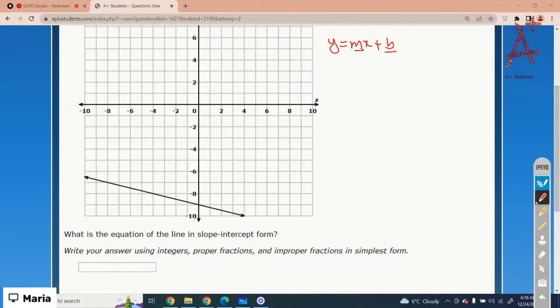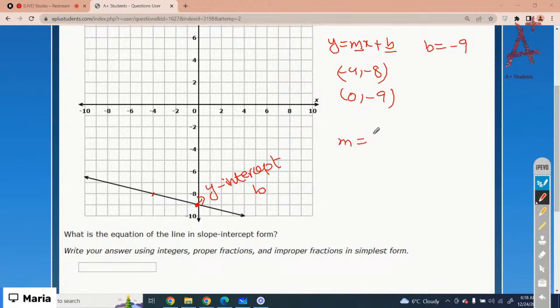You can find the slope using 2 points on the graph. Let's use this point, that is -4 and -8, and this one, where x is 0 and y is -9. This is also the y-intercept, or b. Got it? So that means b equals -9. You can find the b from the graph. Okay, now just find the slope.